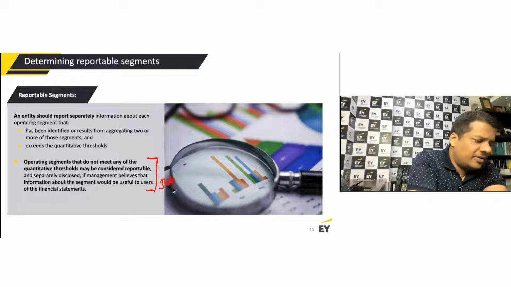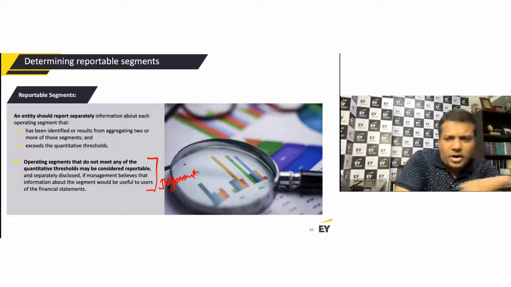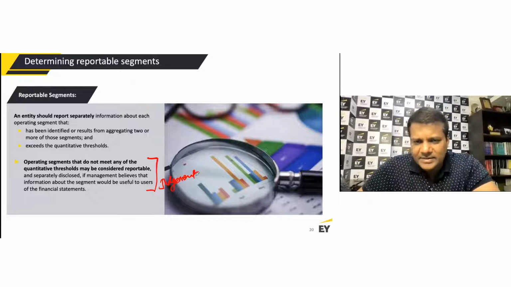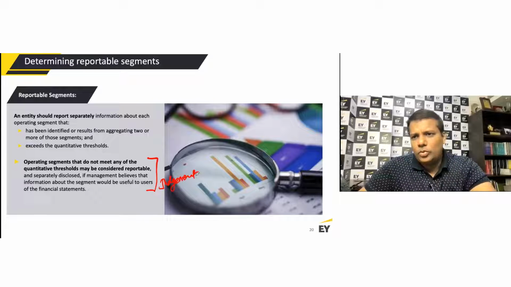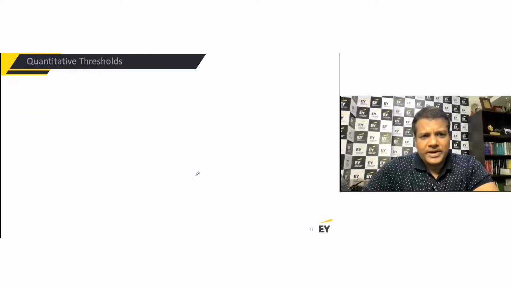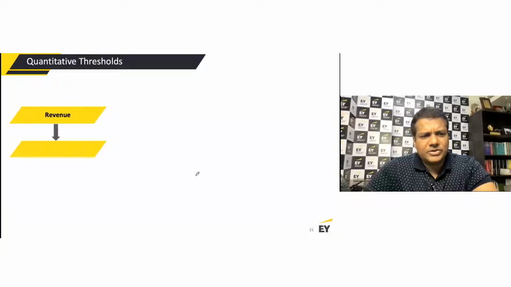It's an area of judgment: if it is not of such size in the overall business but you still want to disclose, you should only disclose if you believe that this is going to help the users of the financial statements. So what are our quantitative thresholds? We have revenues, profit or loss, or assets. These are the three criteria one needs to look at.